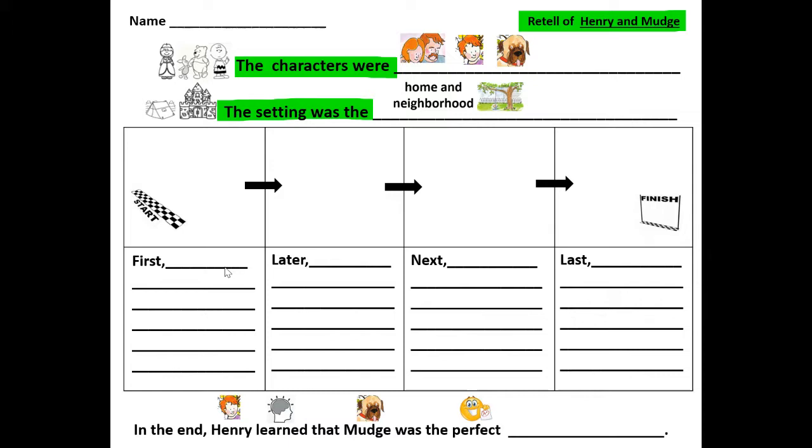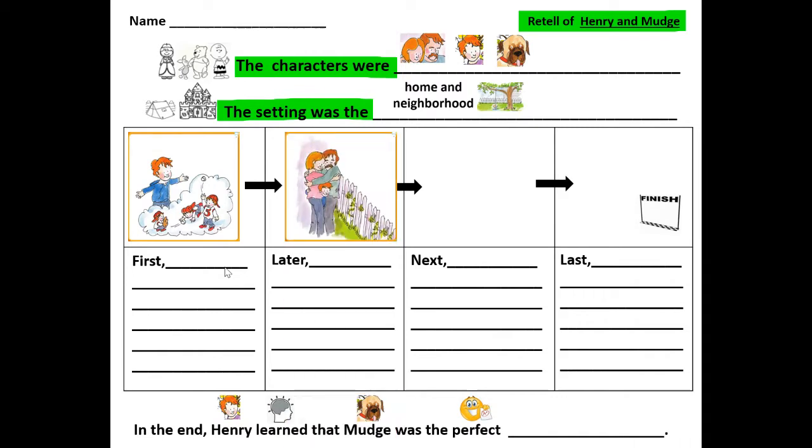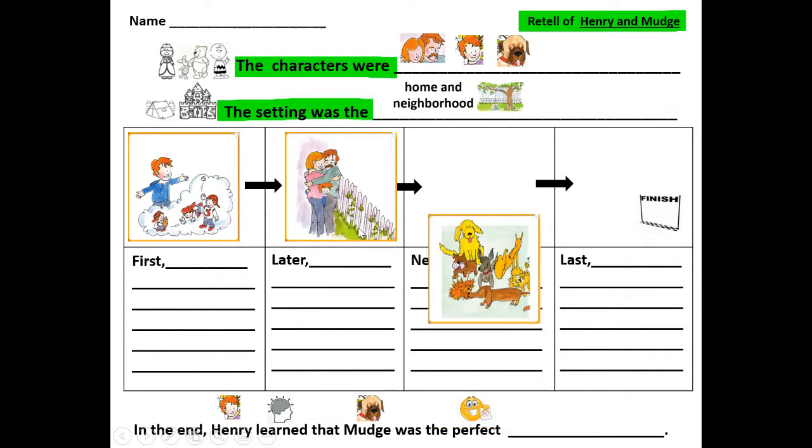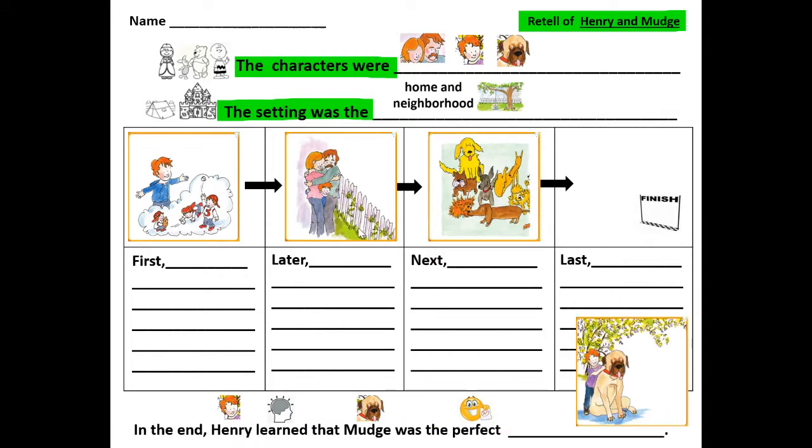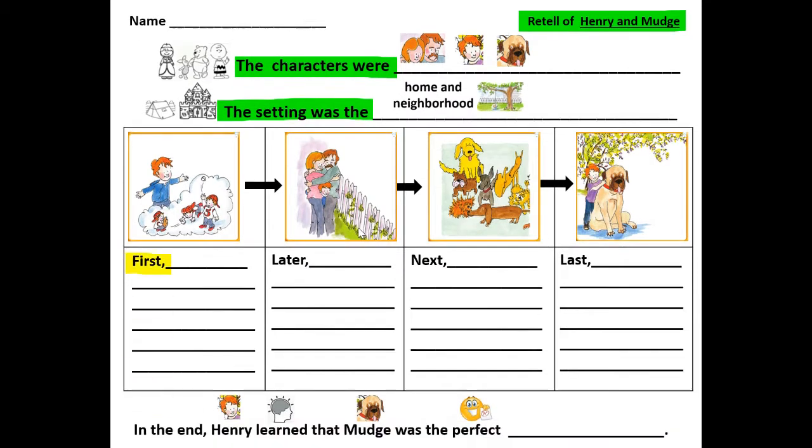So now we're going to put the pictures that we talked about in the correct sequence. Do you remember this picture? First, later, next, and finally last. Think about what's going on in each of the pictures because we're going to talk about them. So what's going on first in that picture? First, say it out loud.